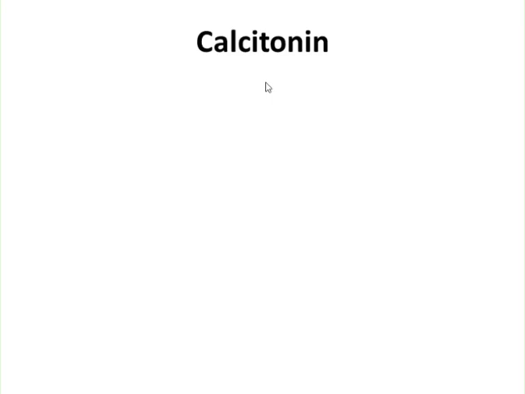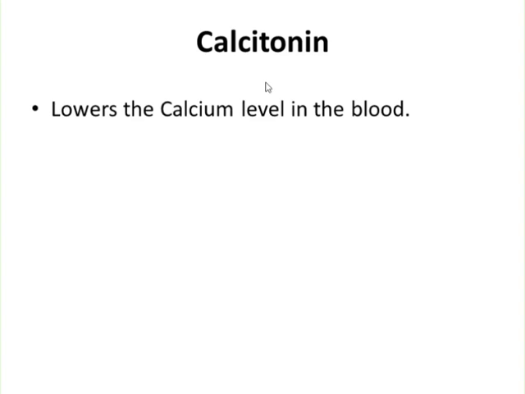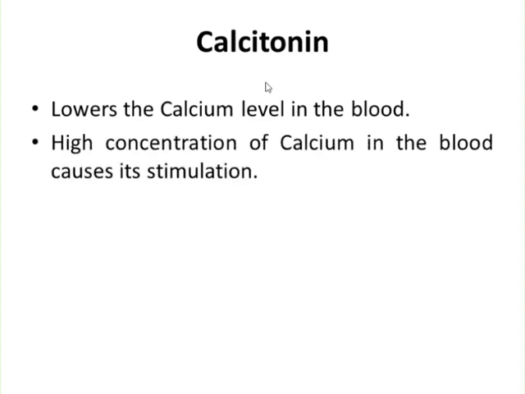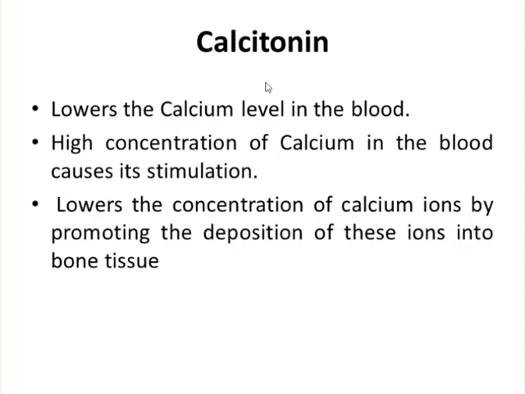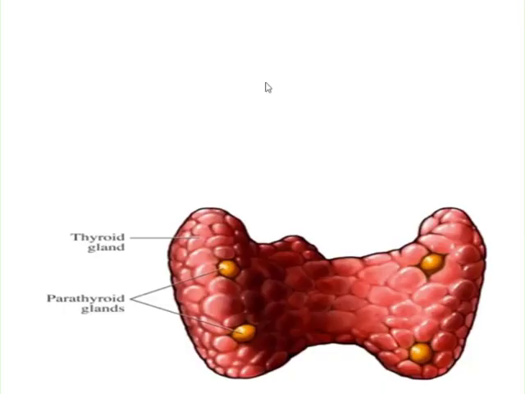The next hormone I am going to discuss is calcitonin, produced by the thyroid gland. Its function is the lowering of the calcium level in the blood. When there is a high concentration of calcium, calcitonin is released, and it decreases the calcium level by promoting the deposition of calcium ions into the bone tissues.